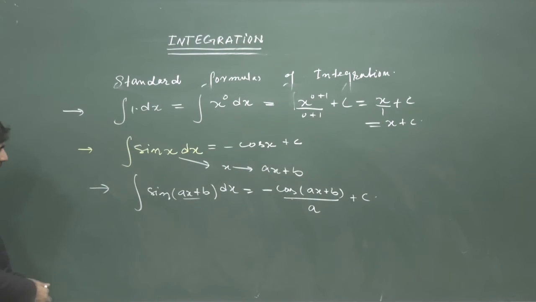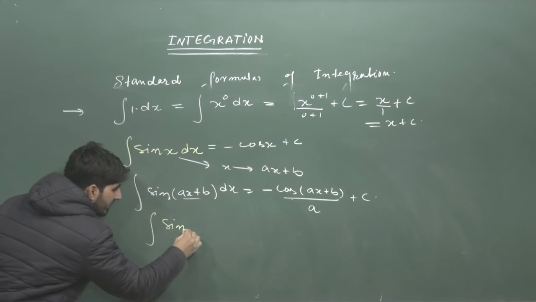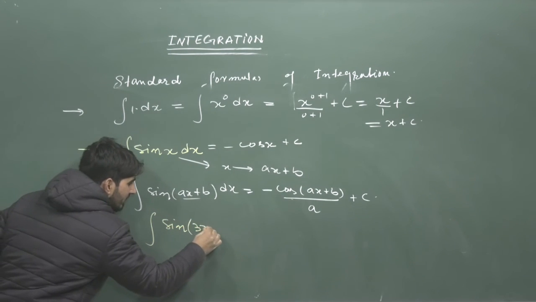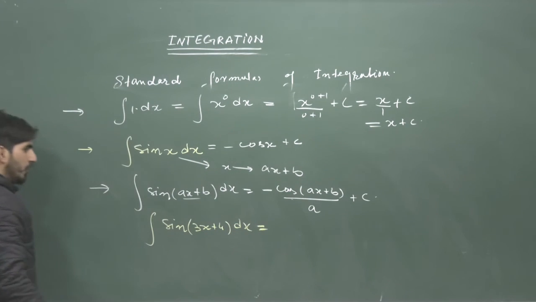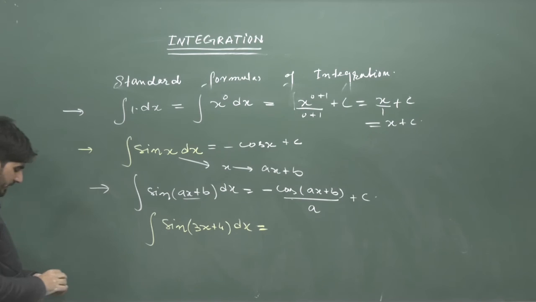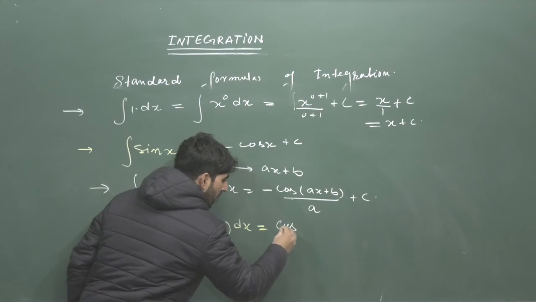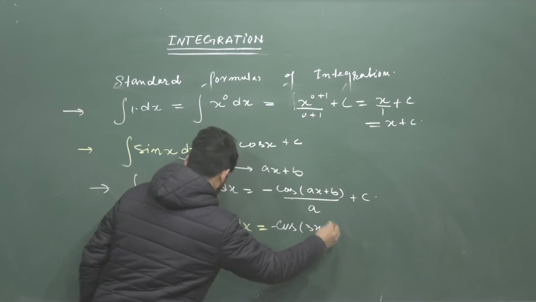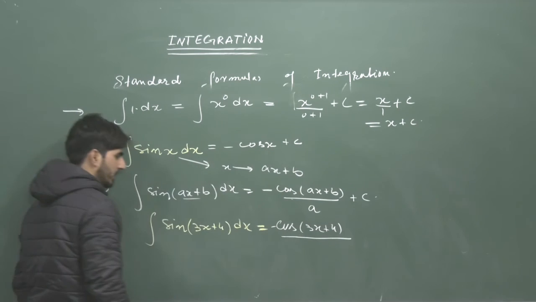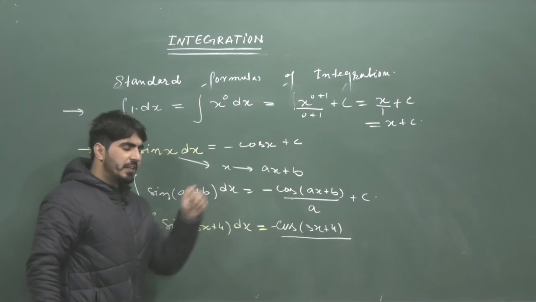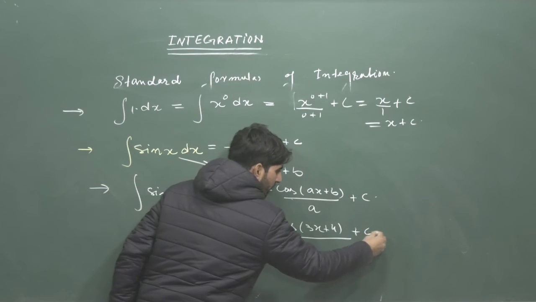For example, if you have to integrate sin of 3x plus 4 dx, you can directly write here integration of sin x is minus cos of 3x plus 4 divided by internal differentiation of 3x plus 4, that is 3, plus c.